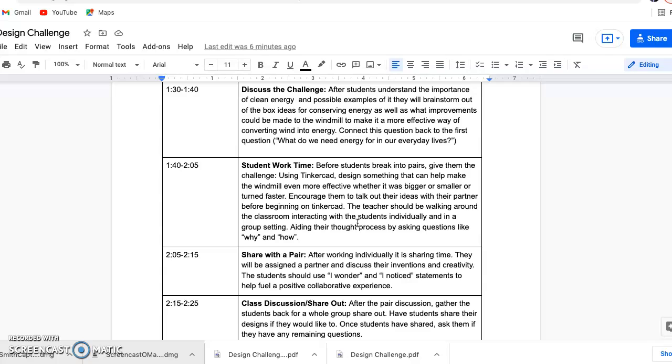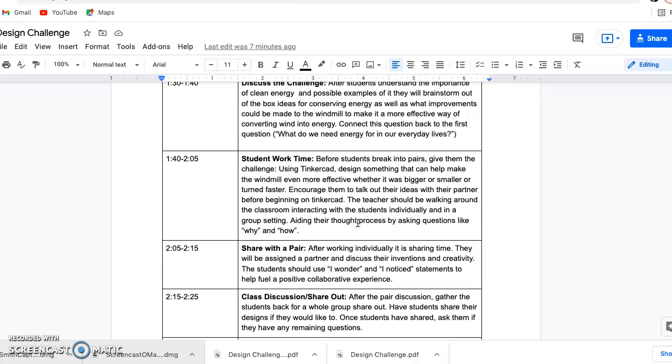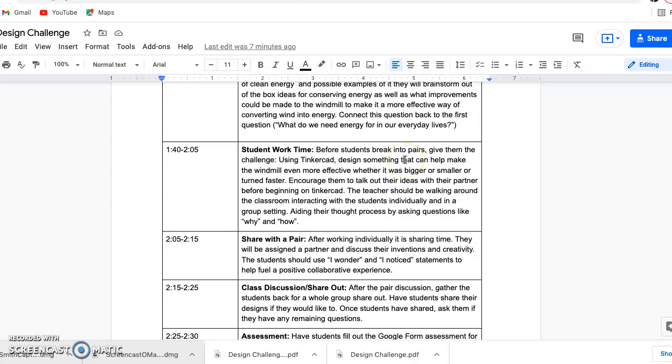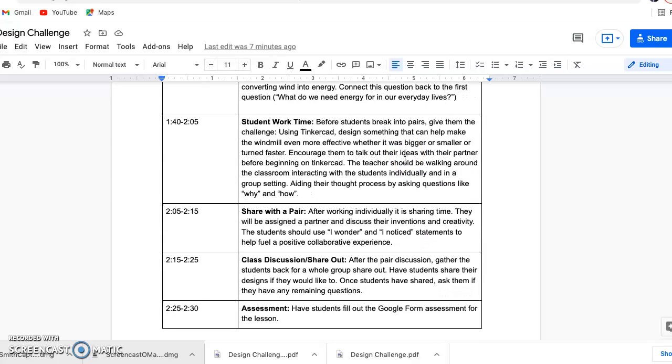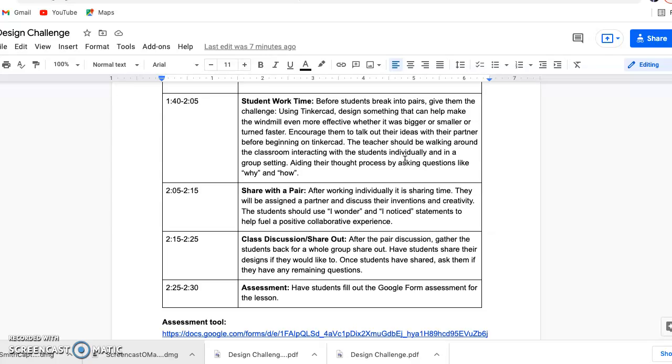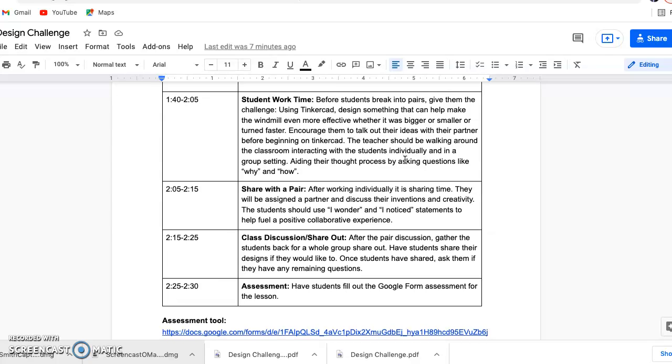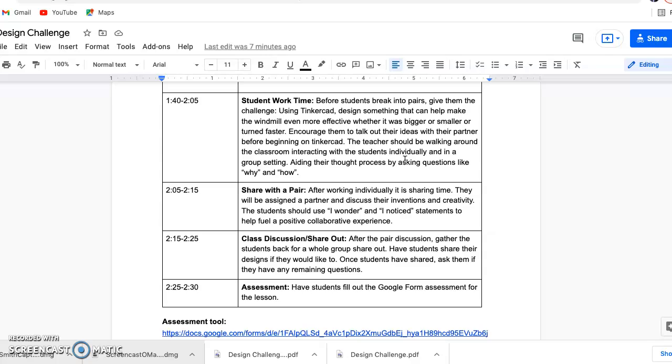The students will understand the importance of clean energy, and then they'll have a chance to brainstorm some ideas for conserving energy. And we'll connect that question back with the what do we need energy for in our everyday lives? So they have an idea of what they're trying to conserve that energy for. Why do they need to conserve energy to turn the light on in their house or to work a microwave or see a light bulb?